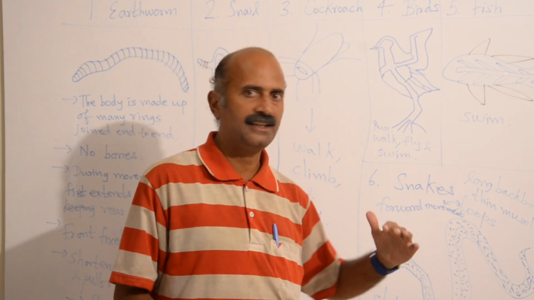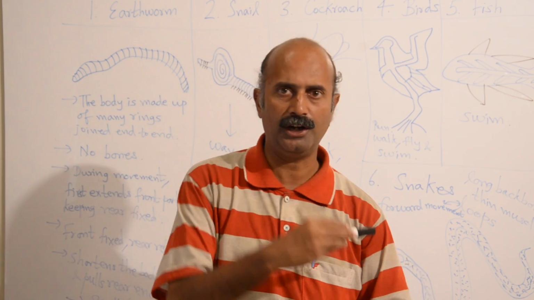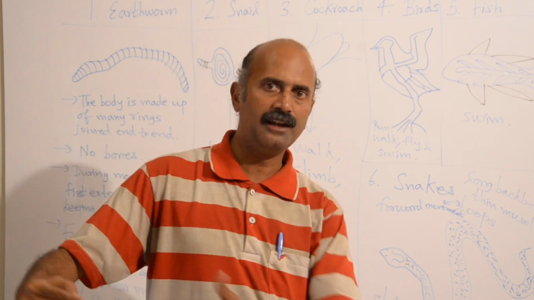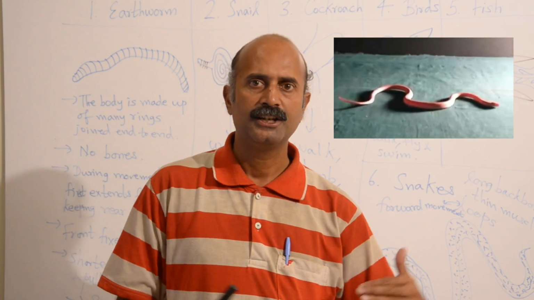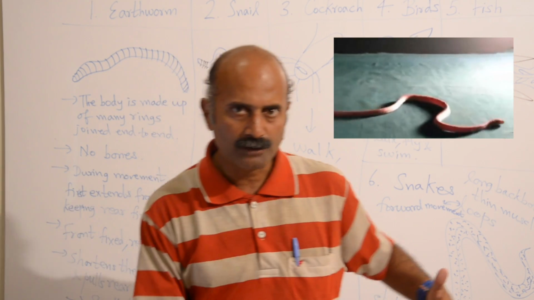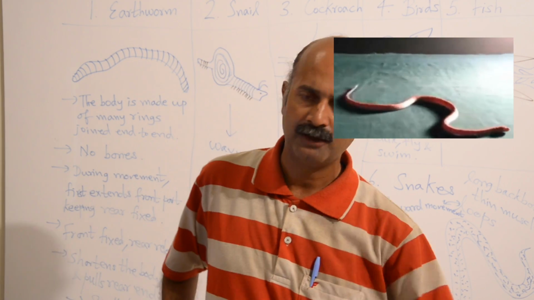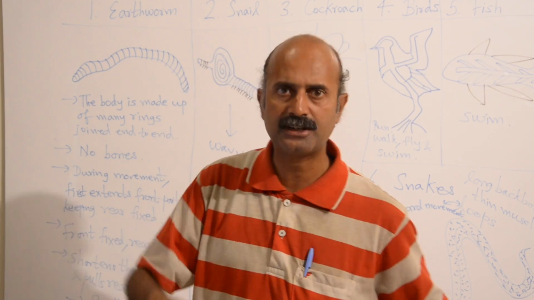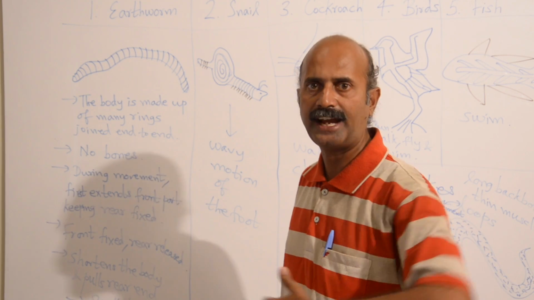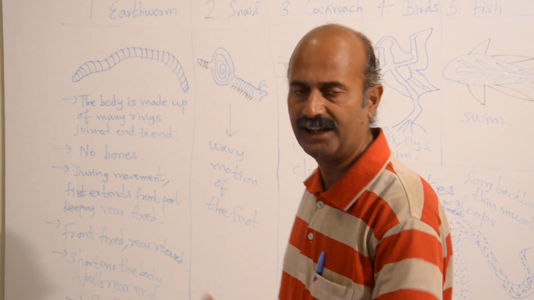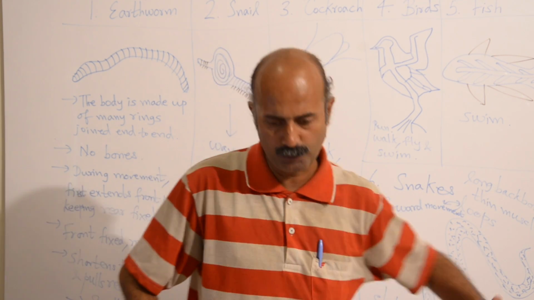What they do is they form a curve and they form a loop, and then they give a small push. So it gives a forward movement. That's why snakes slither. They give a loop formation which helps them to move forward. Sometimes, like the sidewinder snake, they move sideways. That's why it's called a sidewinder snake. But normally all snakes move like this.